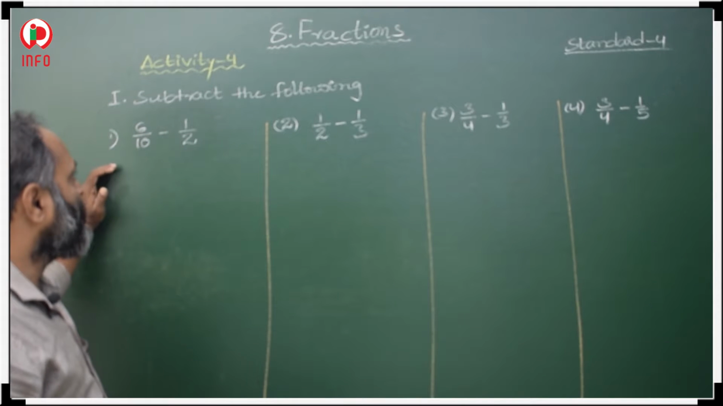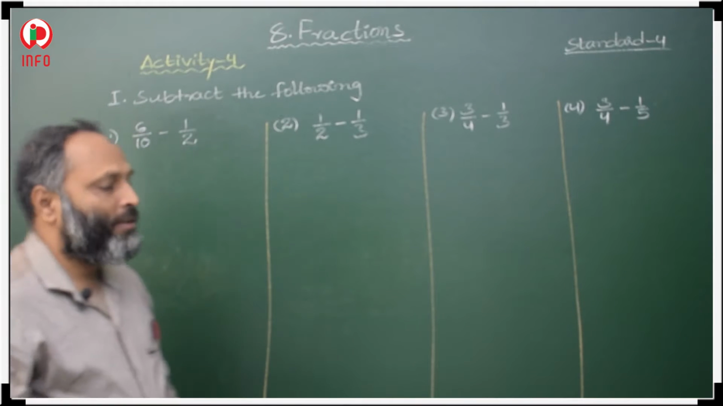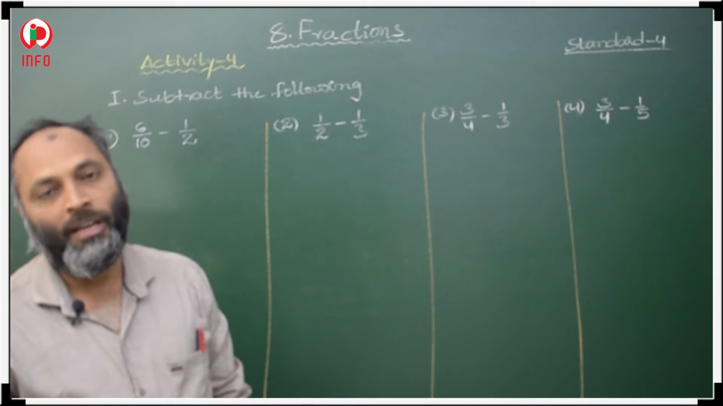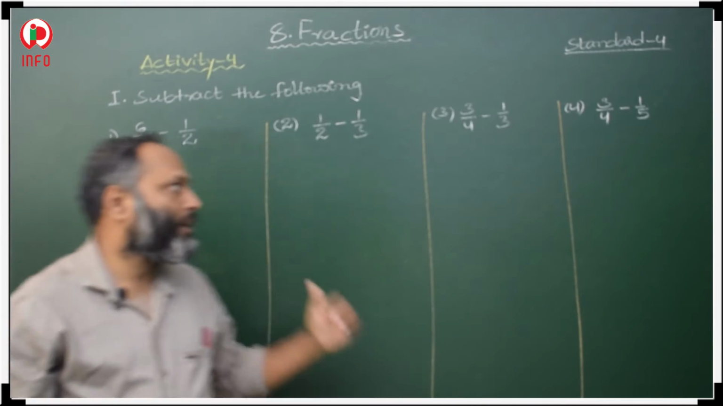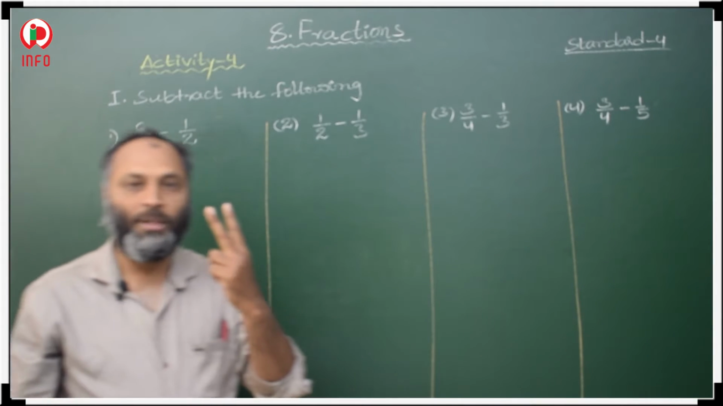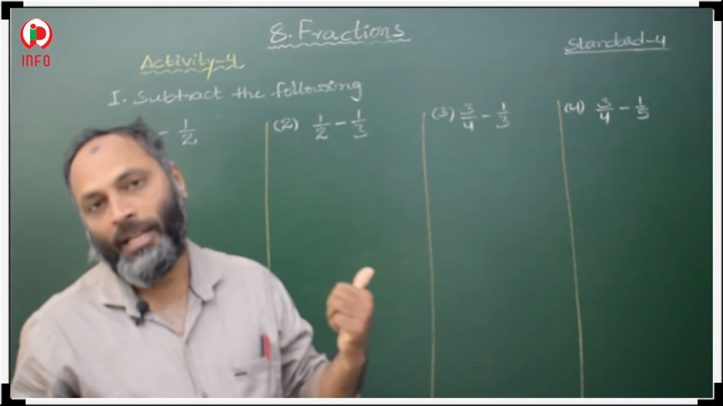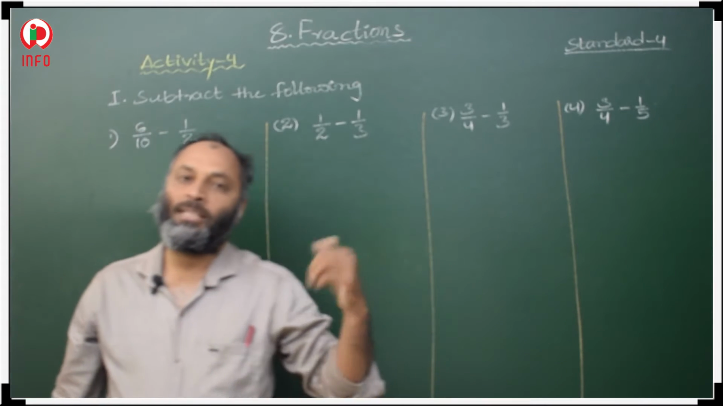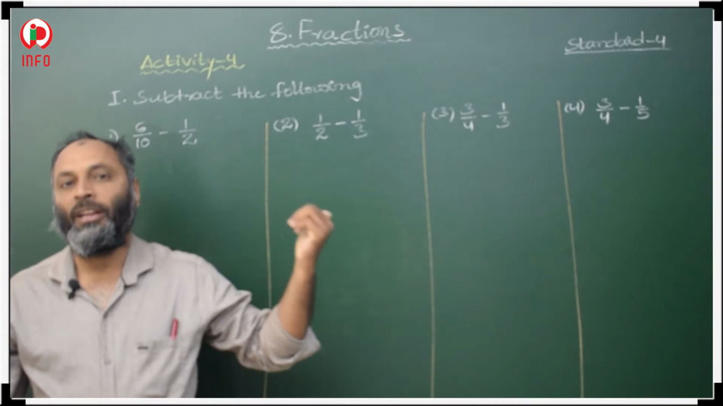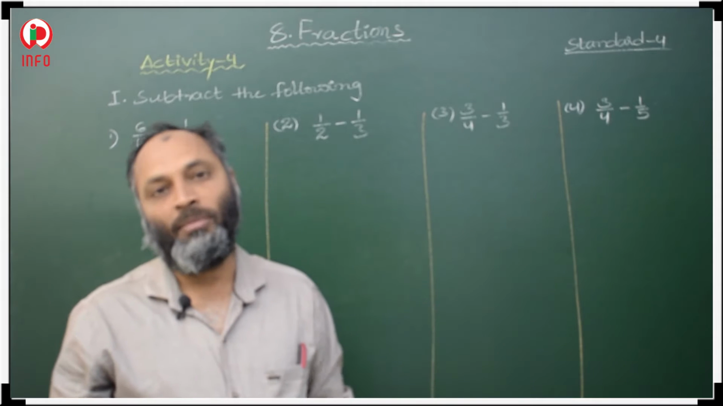Now in exercise activity 4, first bit: subtract the following. Here we have to subtract the given fractions. We have two methods to subtract. One is the direct method, which is the same method we followed in addition. The same method we can apply.